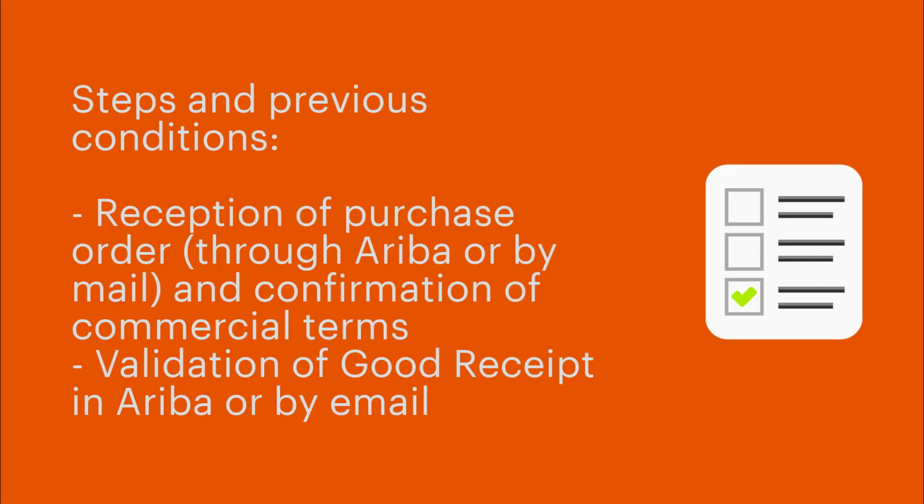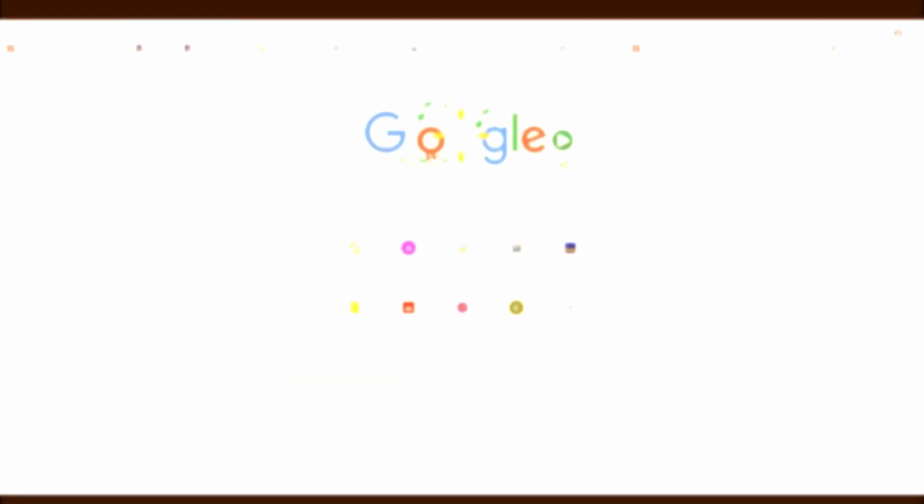To bill goods with a purchase order, you must receive a purchase order and accept the commercial terms of this, such as price and quantity, amongst others. Moreover, you must have the validation of the good received through Ariba or by mail.